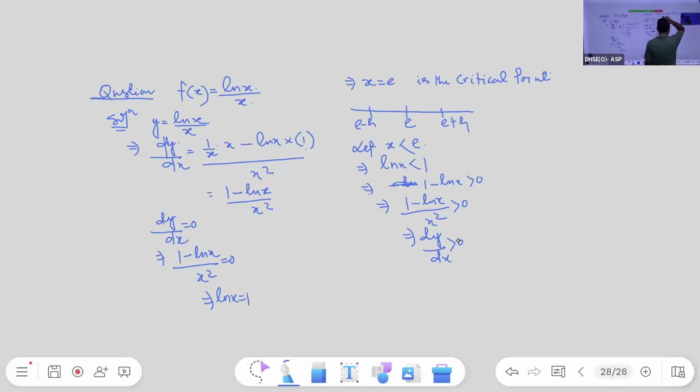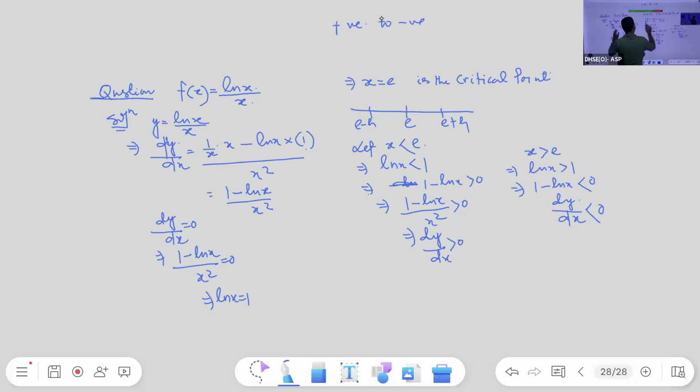Then come to the right neighborhood of the point x is equal to e. x greater than e. This implies ln x greater than 1, 1 minus ln x less than 0. So dy upon dx less than 0. So dy upon dx changes its sign from positive to negative. So x is equal to e is the point of local max.